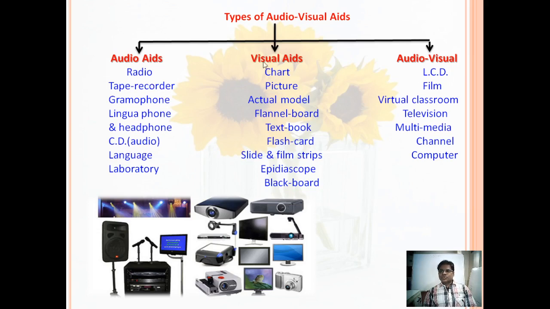When we move towards visual aids, what comes in visual aids? See, these are the things: charts, pictures of an actual model, flannel board, textbook, flashcard, slide and film strip, hypnoscope, blackboard, means whatever appeals to our eyes. Okay, these are visual aids, and after that there are audiovisual aids.